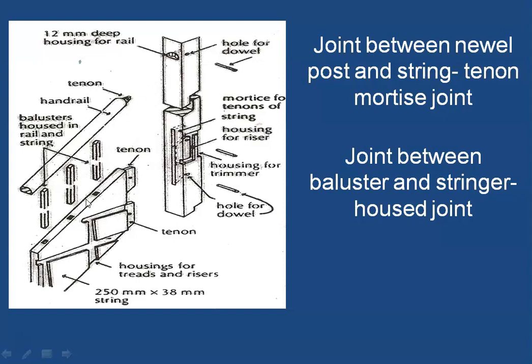Now there is a joint between the balusters. As you can see, these are the balusters. There is a joint between the stringer and the baluster. A small cut is made inside the stringer corresponding to the balusters, and this is called the housed joint. A similar cut will be made inside the handrail at the bottom, in which this baluster will go. So this is also going to be a housed joint. The joint between the baluster and the stringer, and the handrail and the baluster, is going to be the housed joint.